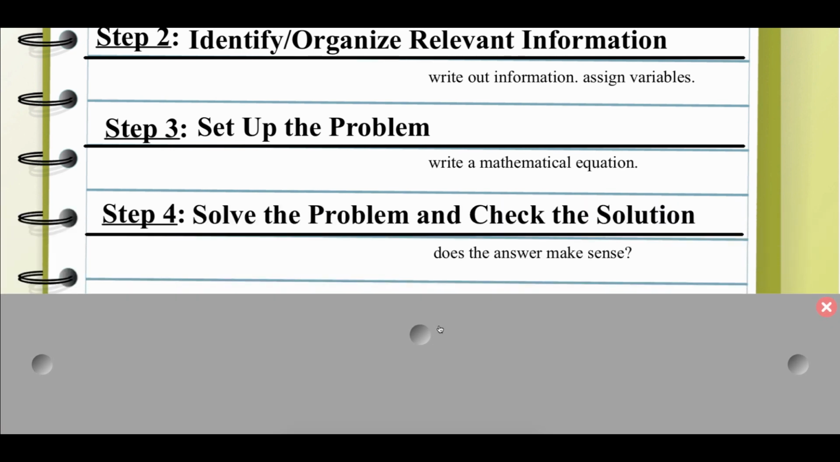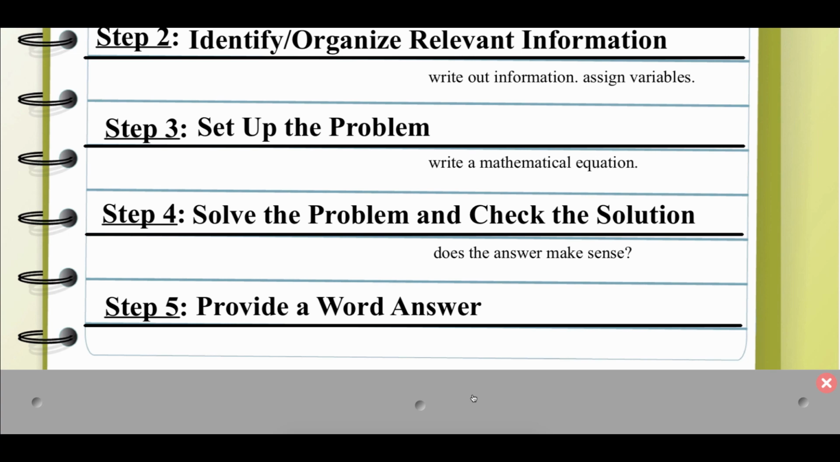Now, step number four is actually solving the problem, and as part of solving the problem, you want to check your solution to make sure that it makes sense in the context of the problem. And then lastly, for step number five, we want to make sure that we're providing a word answer.